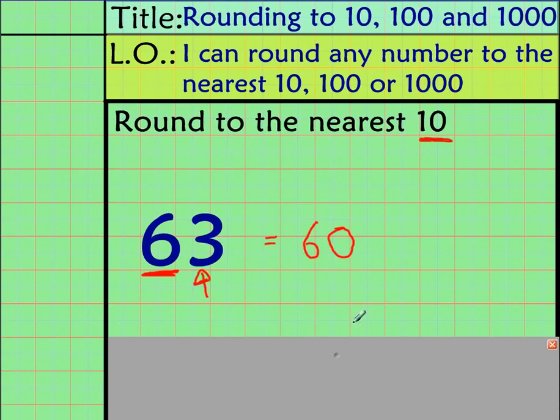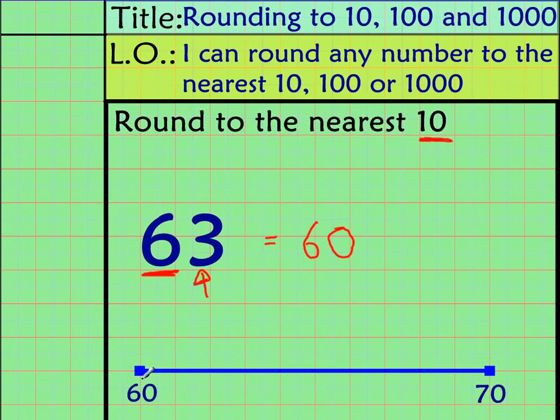And this makes sense, because if you look at my number line here, here's 60 and 70. These are the nearest tens either side of 63. And I put 63 on here. Which 10 is it closer to? Is it closer to 60? Is this the nearest 10, or is this the nearest 10? Well, obviously 60 is the nearest 10. So that's why I can tell this is the correct answer. I've rounded 63 to the nearest 10.